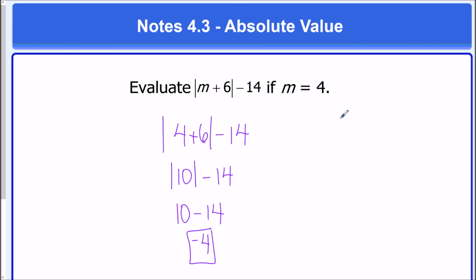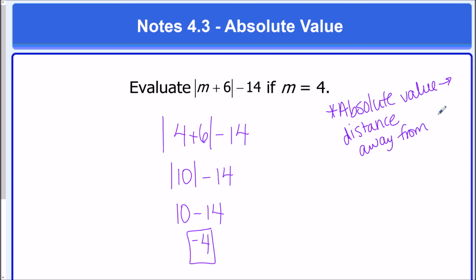Now, just a reminder, the definition of absolute value is the distance away from 0. And since distance is scalar, it's never going to be negative. So right here, the distance away from 0, 10 is 10 steps away from 0, so we get 10. But it's possible to get a final answer that's negative if we have numbers on the outside of the absolute value expression that we have here.